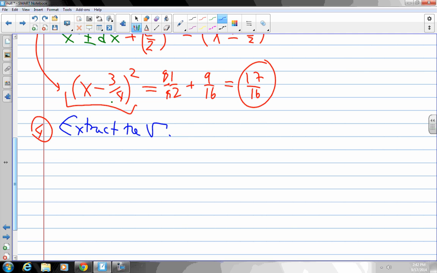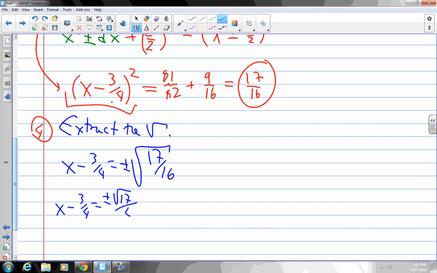So they'll just become x minus 3/4 equals plus or minus the square root of 17/16. And luckily, we have a 16 in the denominator, so it's easy to take the square root. We don't have to worry about rationalizing the denominator in that case. It just happened to come out something pretty.